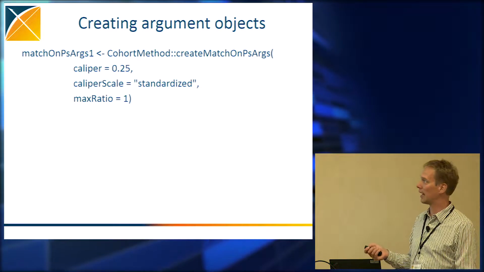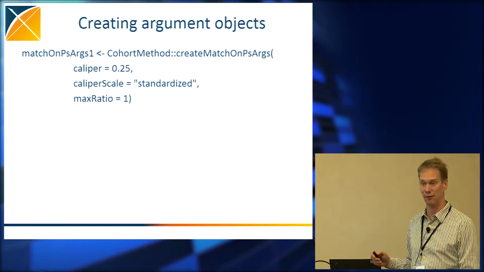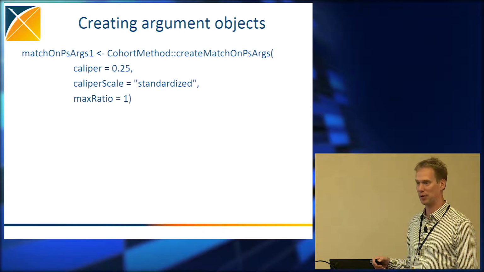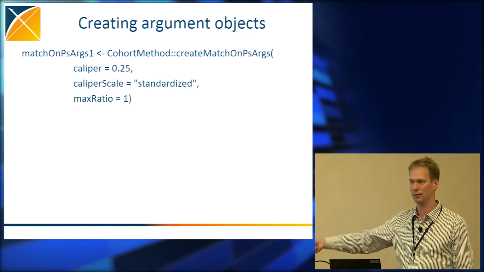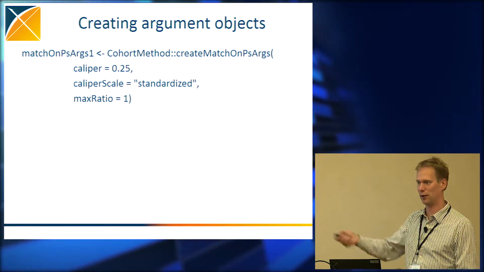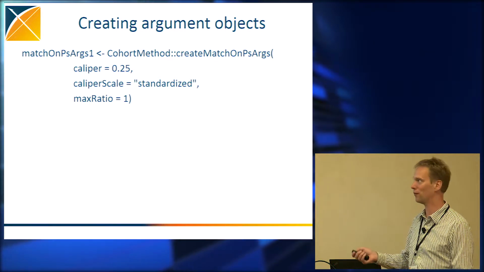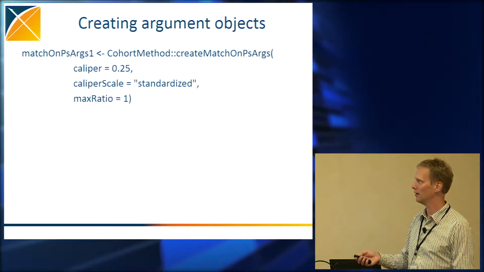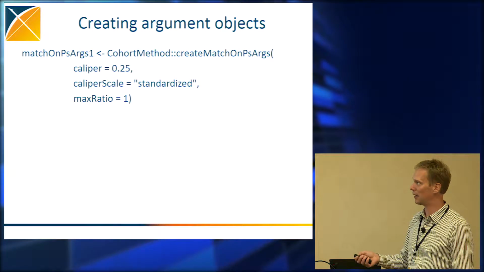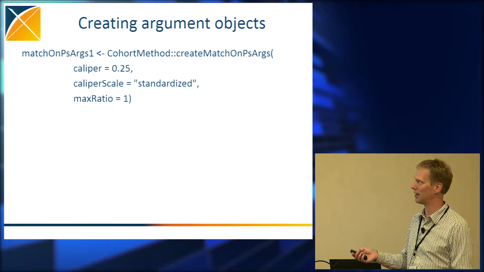So things like the caliper and the caliper scale and the max ratio I'm defining here. I'm not defining here the study population, because of course that's something that will be filled in later on. So I don't need to define that. That's actually for the package to figure out for me later on. So I just need to define the caliper and the max ratio in this case, and that should be fine. I put that into an object that really just holds these variables and doesn't do anything spectacular.